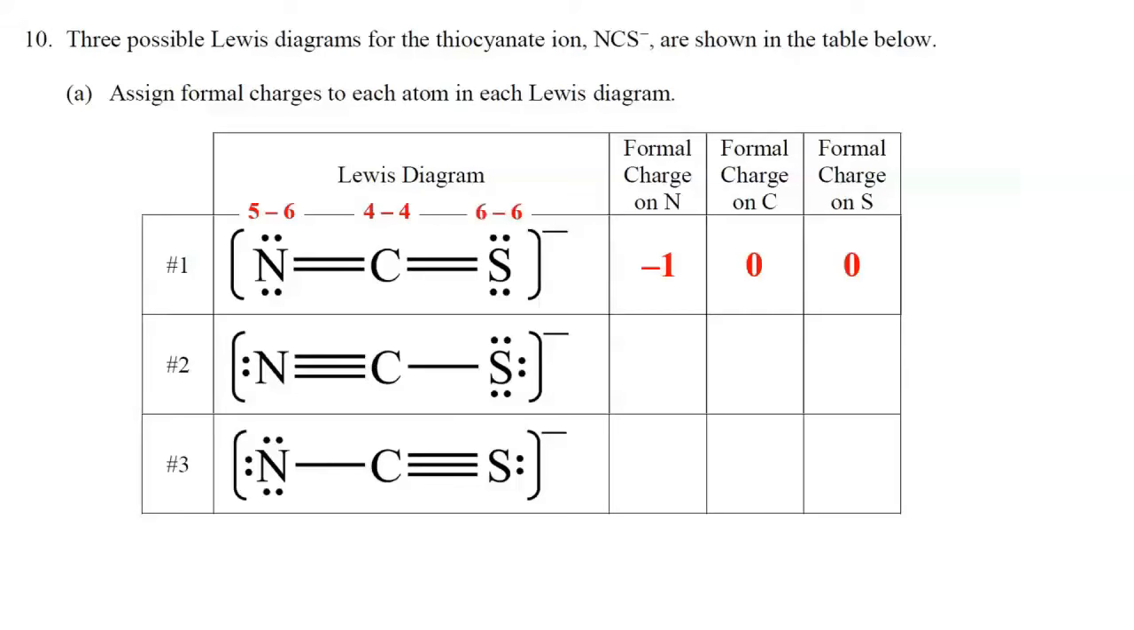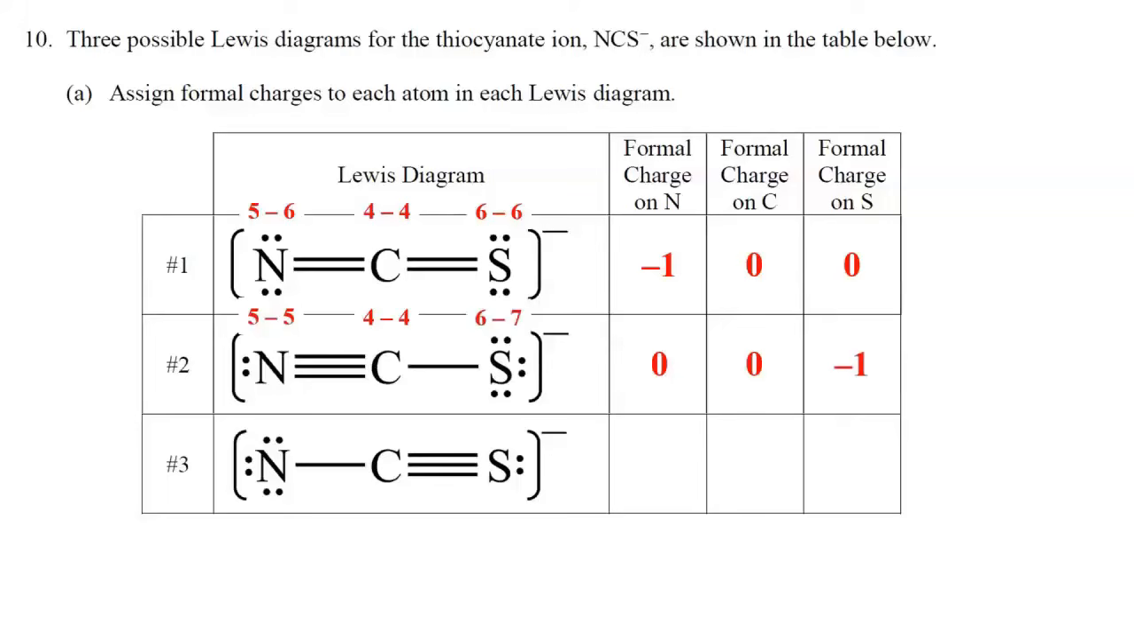Moving on to Lewis diagram number 2. Nitrogen has 5 valence electrons. I see 2 dots and 3 bonds. That's 5 minus 5, so that's 0. Carbon has 4 valence electrons, and I see 4 bonds, so 4 minus 4 is 0. Sulfur has 6 valence electrons, and I see 6 dots and 1 bond, so 6 minus 7 is -1.